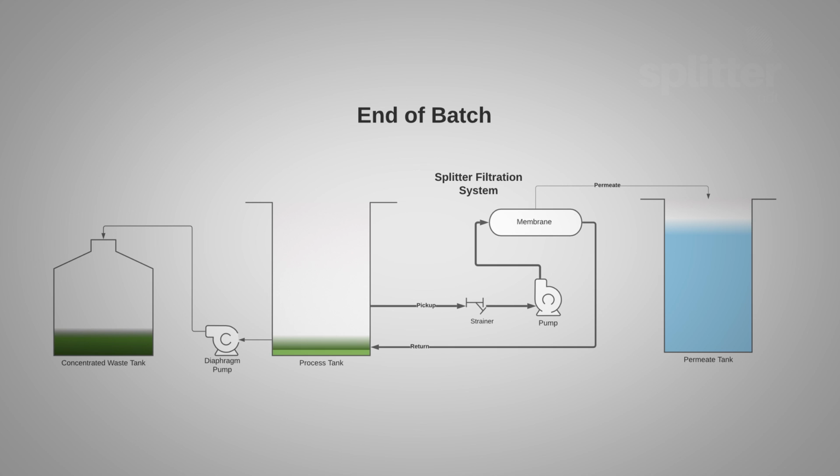Moving on to the second diagram, you will see the end of batch flow. At this point, your wastewater process will be reduced to approximately 10% of its original volume. This remaining waste is then pumped out to a separate holding tank for disposal, and the process tank is ready to be refilled for another batch.